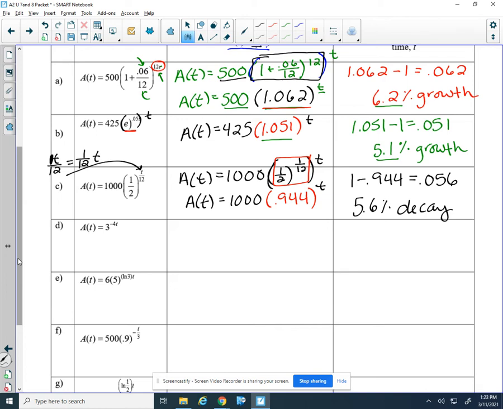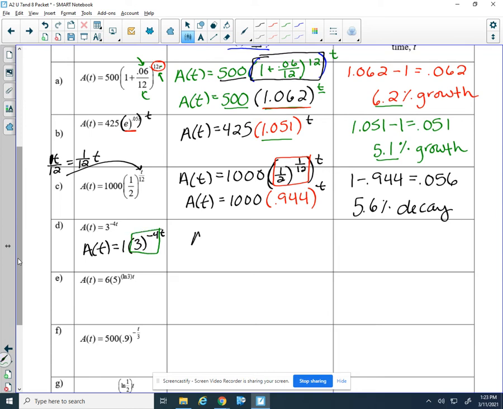This equation is a little different because it looks like I don't have an a value, I only have one number there. So that means that it's an implied 1, right? If nothing's there, it's times 1. So this equation is really 1 times 3 to the negative 4t. So once we write it like that, it's pretty obvious that this is what we're going to type in, right?